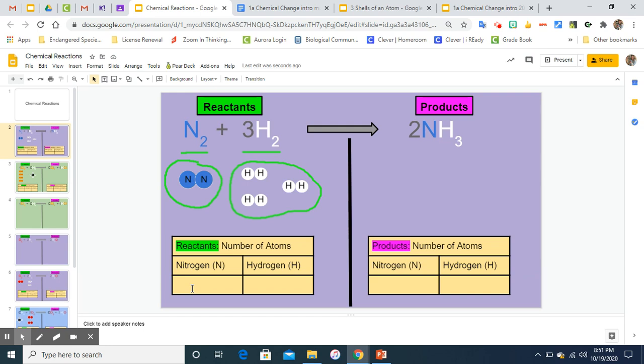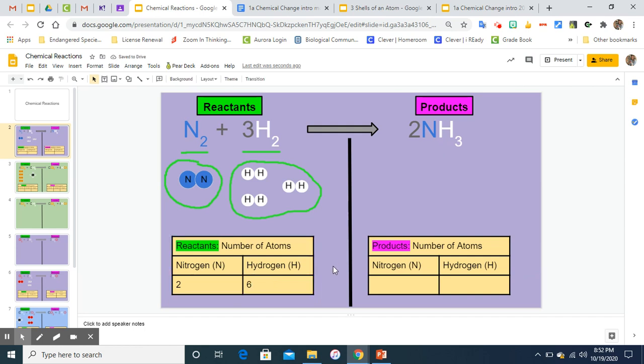We need to figure out the total number of nitrogen atoms that exist on the reactant side of the equation and the total number of hydrogen atoms that exist on the reactant side of the equation. We'll start with the nitrogen atoms. If I come back up and look here, I can see that I have two nitrogen atoms. So I'll fill 2 into the chart. And I can see that I have 1, 2, 3, 4, 5, 6 hydrogen atoms. So I will fill 6 into the chart.